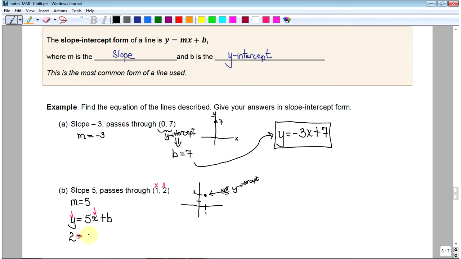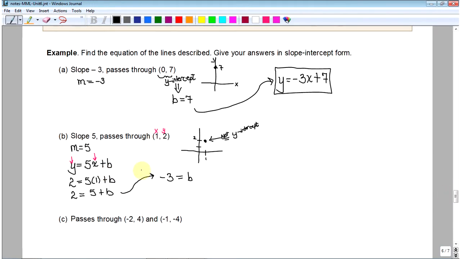So I get that 2 is equal to 5 times 1 plus b. I get that 2 is equal to 5 plus b. So when I subtract 5 from both sides, we get -3 is equal to b. So now that I know what b is equal to, I have everything that I need to write the equation of my line in slope-intercept form. So I have that y is equal to my mx, 5 times x, and then plus our b value, which is -3. So instead of writing plus a negative, we just write minus 3. And that's our answer.